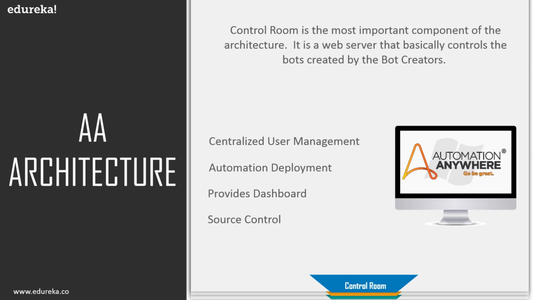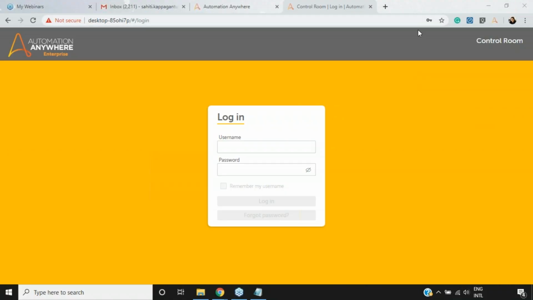So now once you have downloaded Control Room, that is basically either through the Enterprise Edition or the Community Edition, you have to log into your Control Room. Since I've downloaded Control Room through the Enterprise Edition, I have this extra option of administration. But if you use the Community Edition, you will not find the extra option of administration, which you'll see in the dashboard. But before that, let me just log into the Control Room.